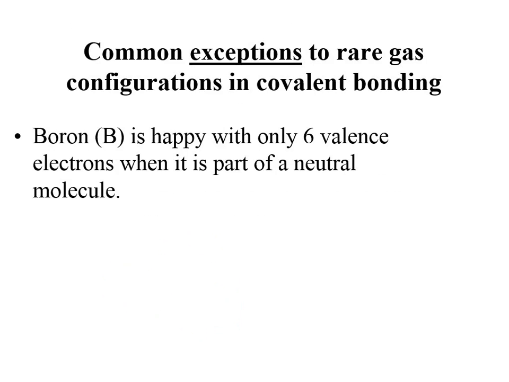So when you draw a Lewis structure with the element boron, actually boron in its final Lewis structure only wants 6 electrons, not a complete octet, just because of how it is, if it's part of a neutral molecule.